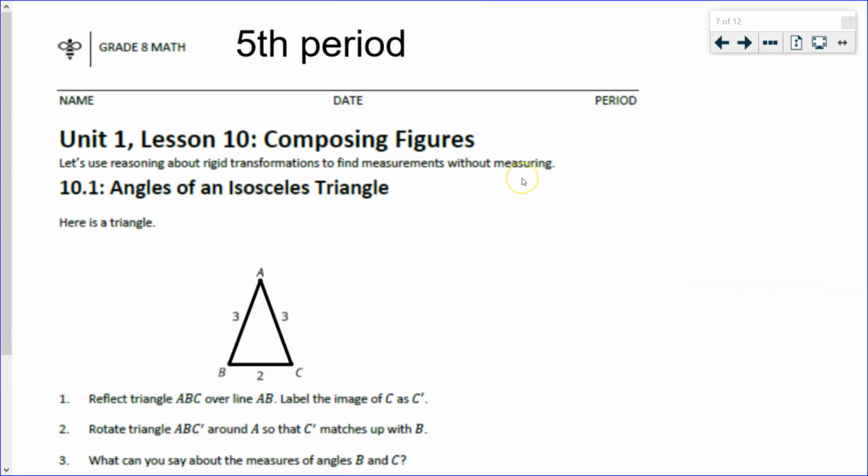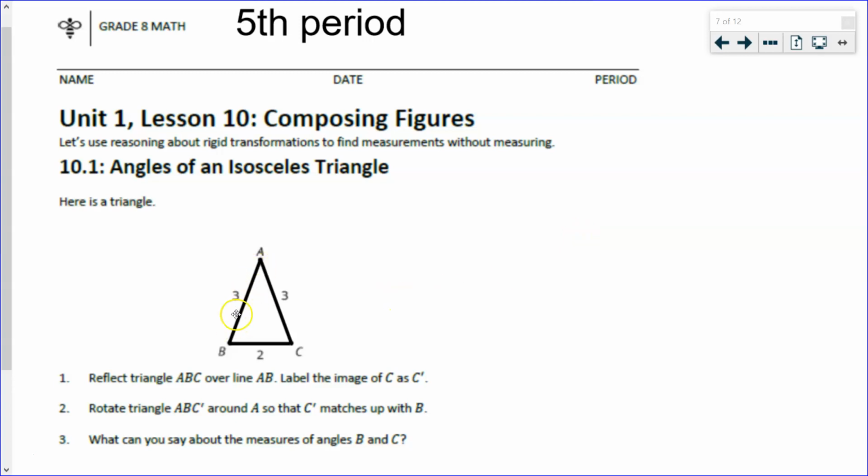All right, this is Open Up Resources, Unit 1, Lesson 10, Composing Figures, recorded live with 5th period. To get started today, I've asked students to trace on tracing paper this triangle, triangle ABC. What we're going to be doing, as it says in this lesson, is find measurements without actually having to measure, based on the things that we already know about rigid transformations.